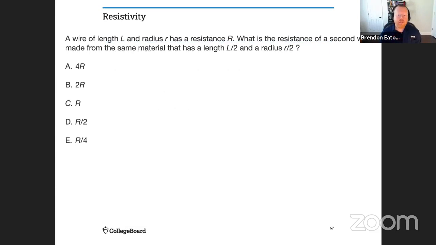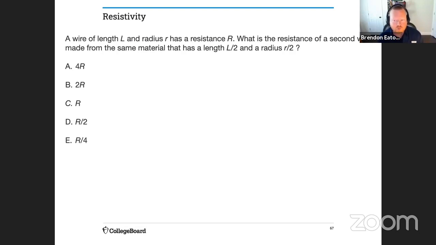A wire of length L and radius r has a resistance of R. What is the resistance of a second wire made from the exact same material that has a length that's half as long and a radius that is half as much?